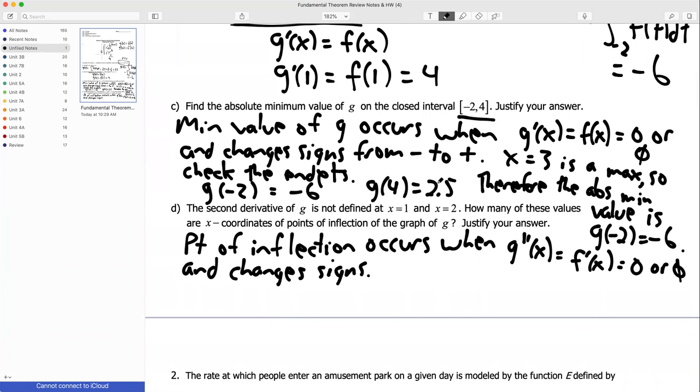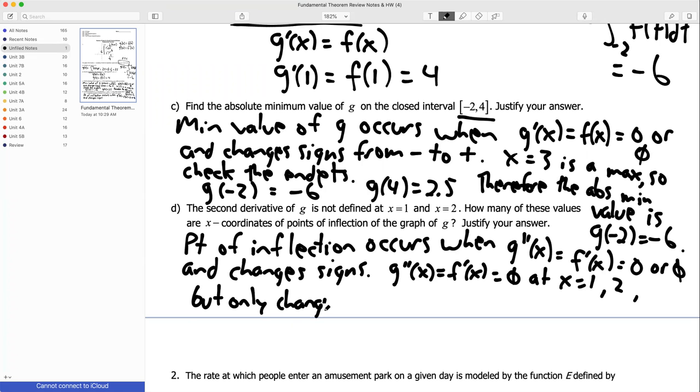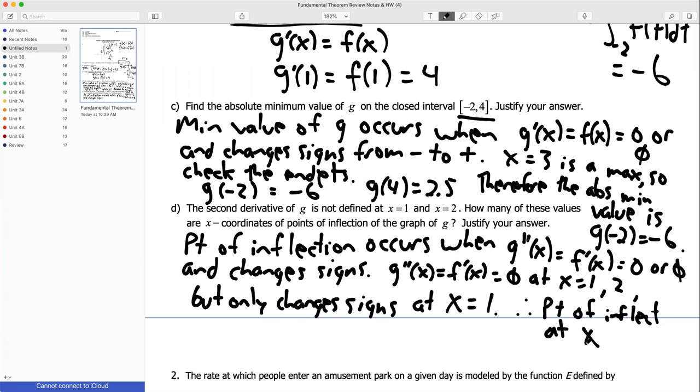So we say g double prime of x, which is equal to f prime of x, equals undefined at x equals 1 and 2, but only changes signs at x equals 1. Therefore, there's a point of inflection at x equals 1.